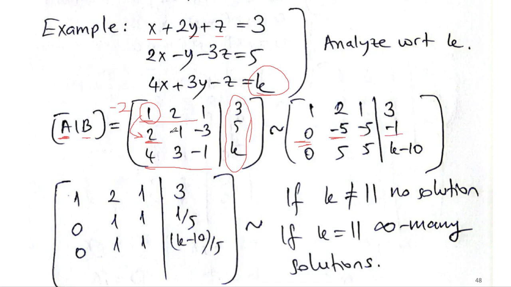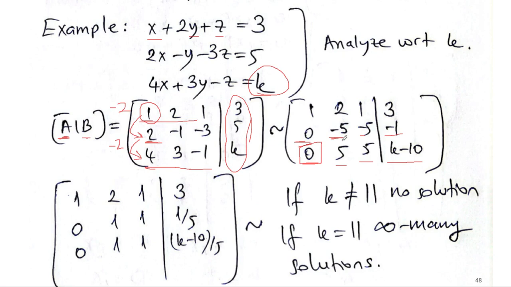Now, another operation we can do, we can multiply, let's say, the second row with minus 2 and then add to the third one in order to get this term equals to 0. And then this becomes plus 5, 5, and k minus 10.